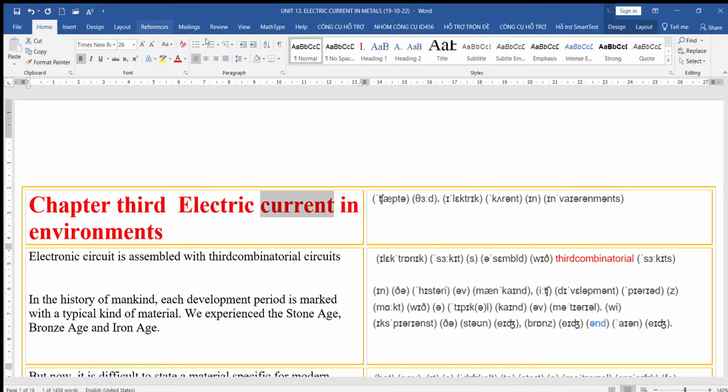Chapter 3: Electric current in environments. An electronic circuit is assembled with the combinatorial circuits.